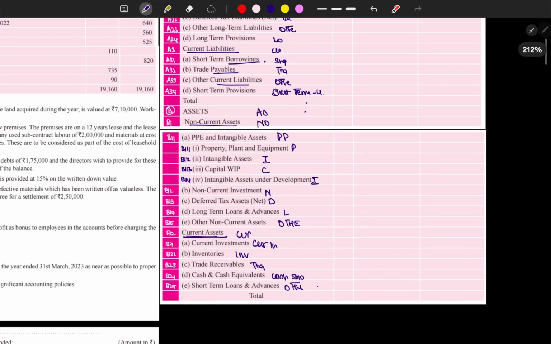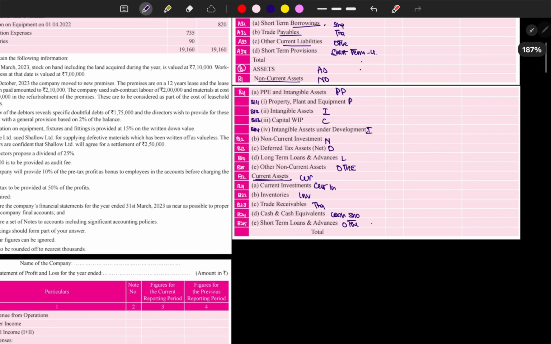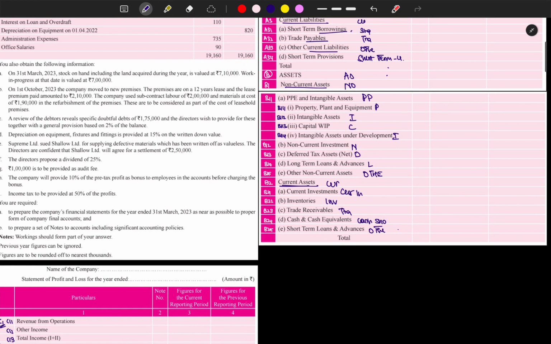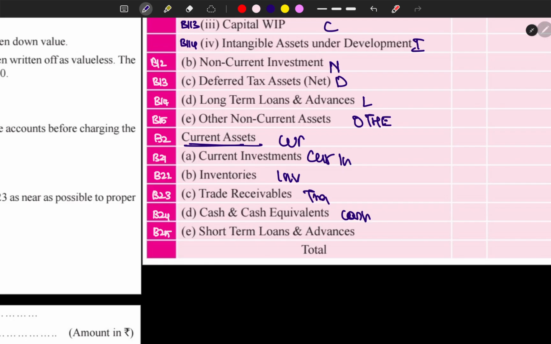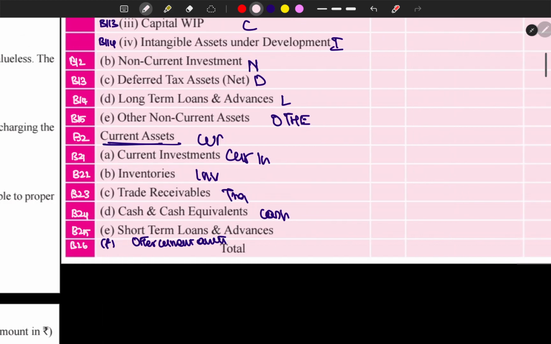I think there is one other item, other current assets, that is actually not here in this table. One minute. Other current assets has to come here at the last. That has been missed in the format table. Okay, this is F, that is B26.